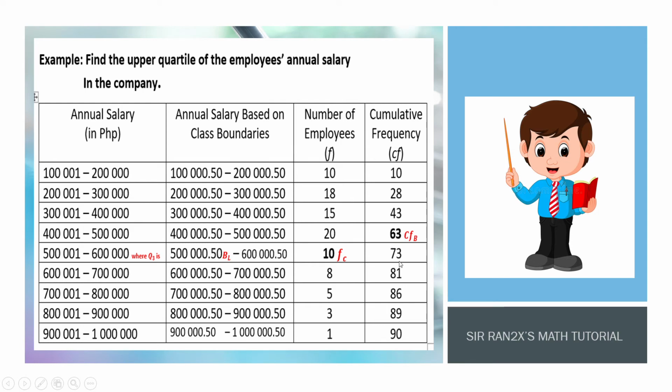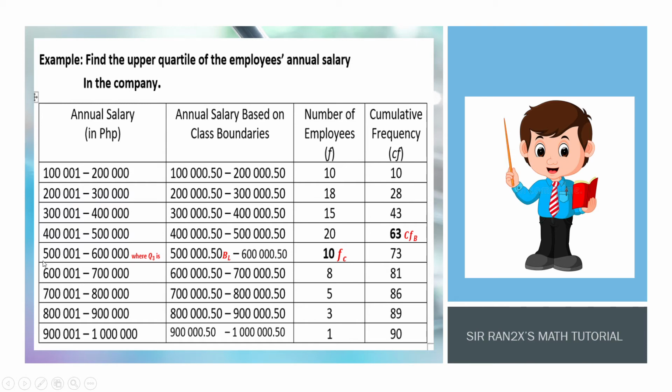67.5 is not here exactly, no? But remember that 67.5 is located between 63 and 73. 67.5 is close to 73, so let's go up. Now, that locates our class interval where Q sub 3 is found.